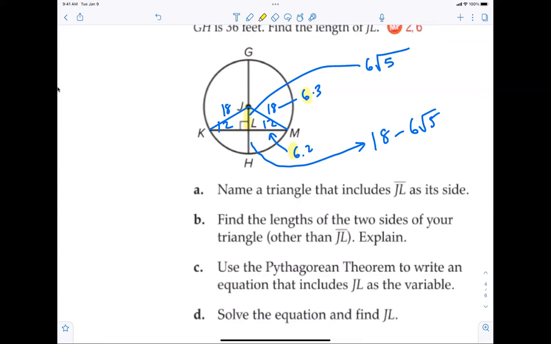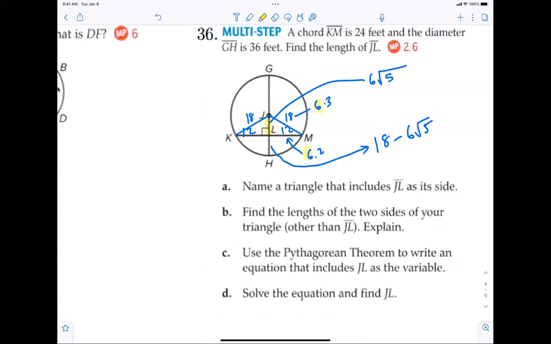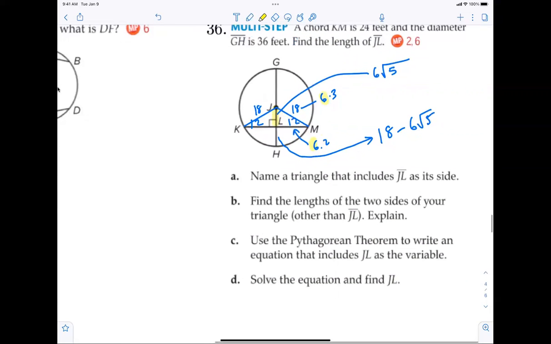All right. Now let's read the questions. Let's see if I was close at all. Name a triangle that includes JL: JLM, JLK. Find the length of the 2 sides of your triangle, which we did, correct? Use the Pythagorean theorem to write the equation that includes JL. Solve the equation to find JL. So we took care of all that. Does everybody agree?